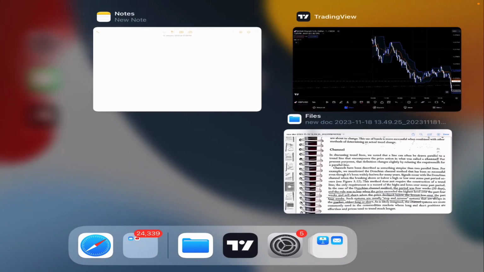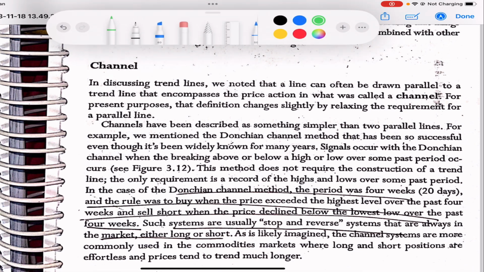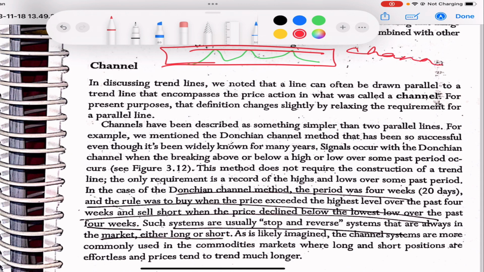Now, what exactly is a Donchian channel and how is it calculated? We already saw what a normal channel is: when the price is moving like this and I make a box like this, that is a channel or a range. That is the general definition, right? Channels have been described as something simpler than two parallel lines. For example, we mentioned the Donchian channel method. Now, what exactly is the Donchian channel method? Signals occur when there is a break above or below a high or low over some period.